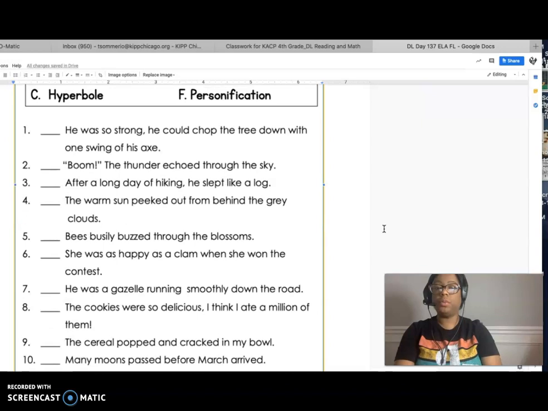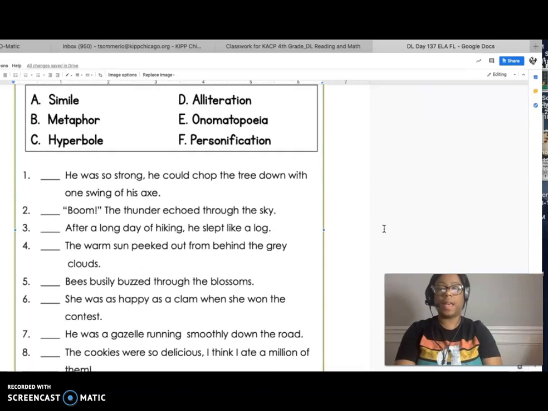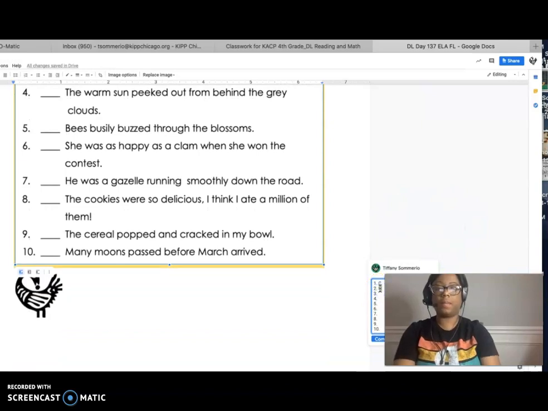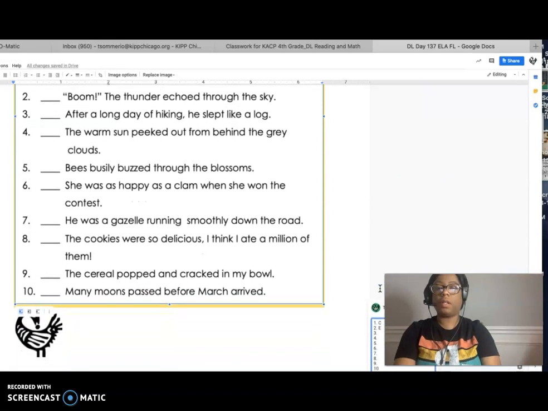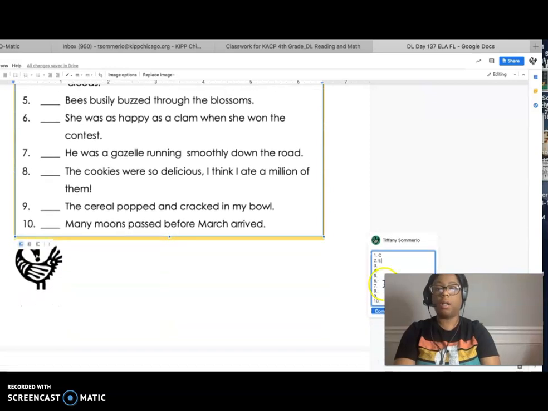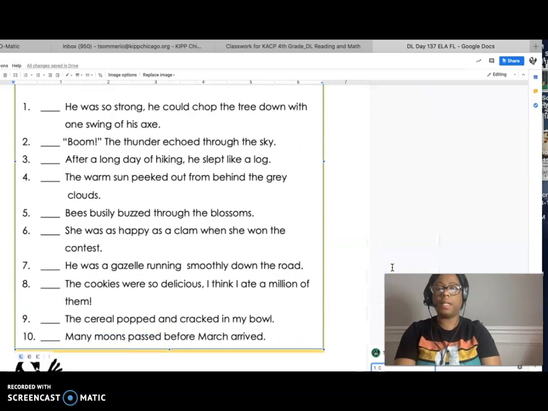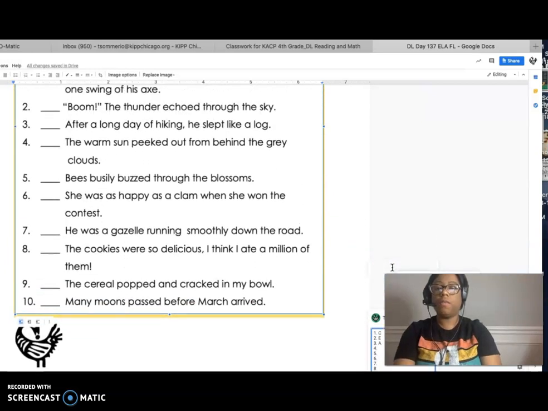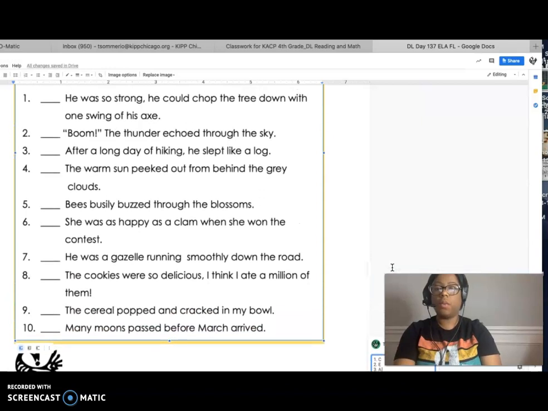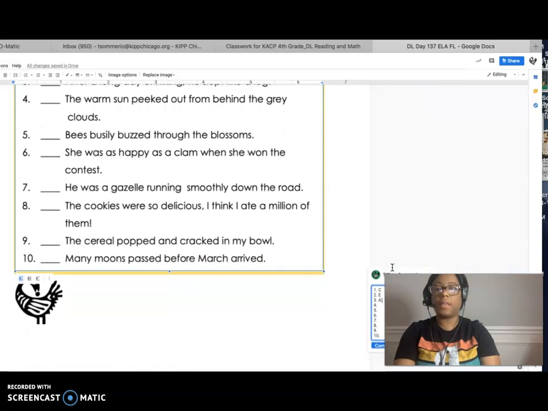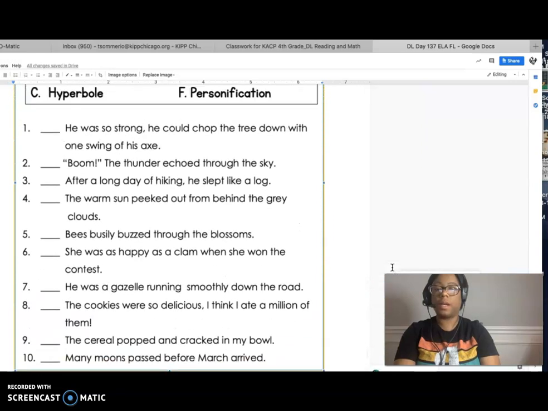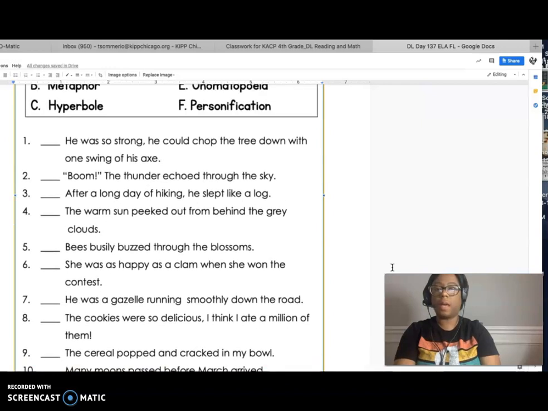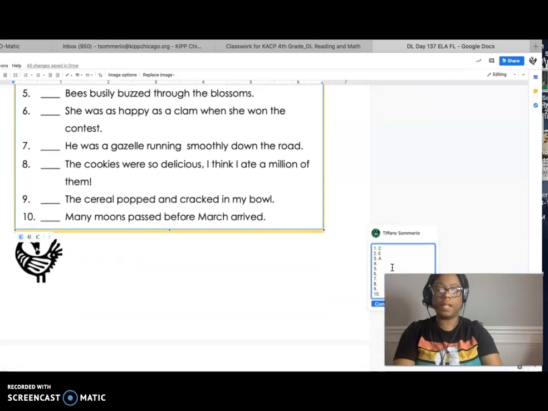Number 2, boom, the thunder echoed through the sky. That is a sound, so it means that it is E, onomatopoeia. Now, 3, after a long day of hiking, he slept like a log. Like, that means it is a simile and it is the letter A. 4, the warm sun peeked out from behind the gray clouds. Now, we know that the sun can't peek. People can, so that means it's F, personification.